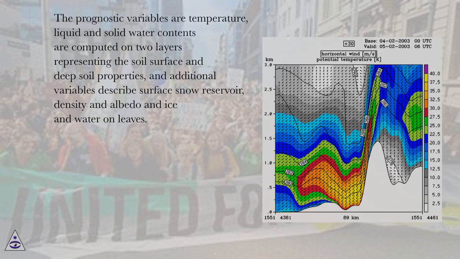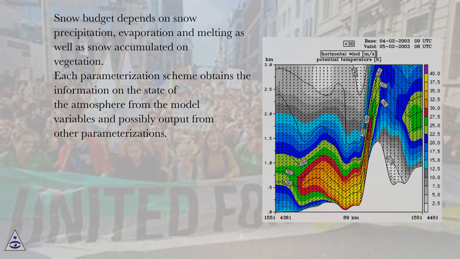The prognostic variables are temperature, liquid and solid water contents, computed on two layers representing the soil surface and deep soil properties, and additional variables describe surface snow reservoir, density and albedo and ice and water on leaves. Snow budget depends on snow precipitation, evaporation and melting as well as snow accumulated on vegetation.